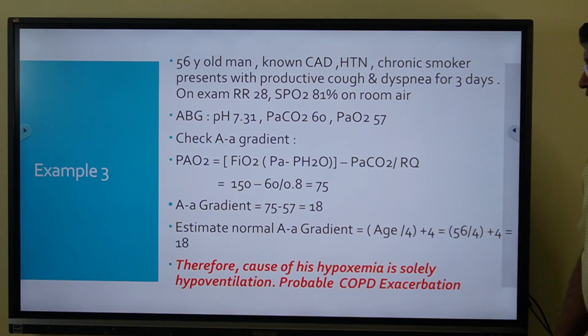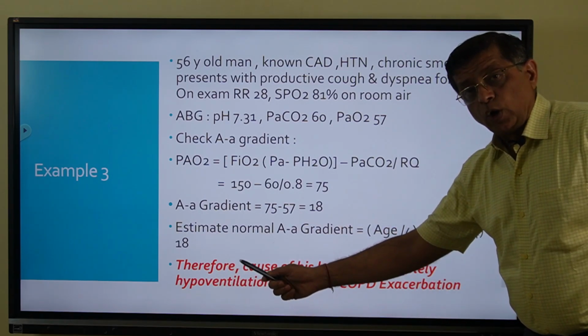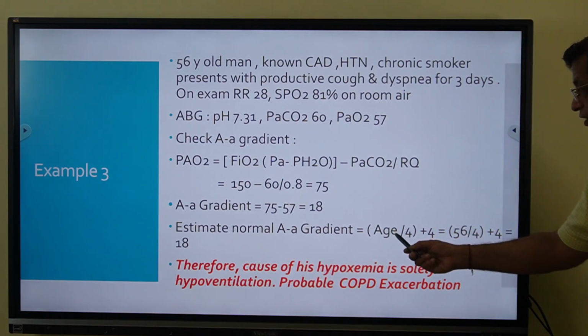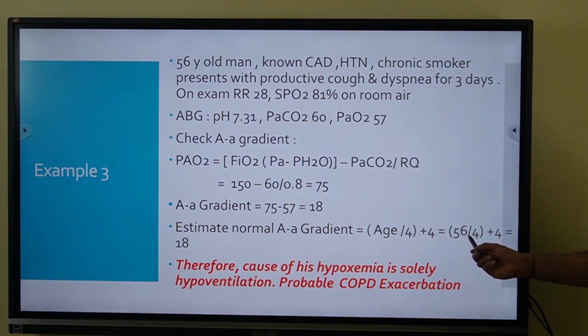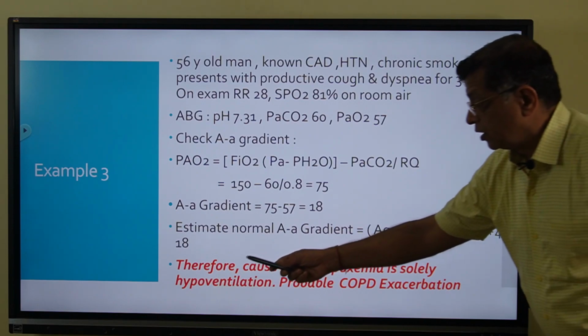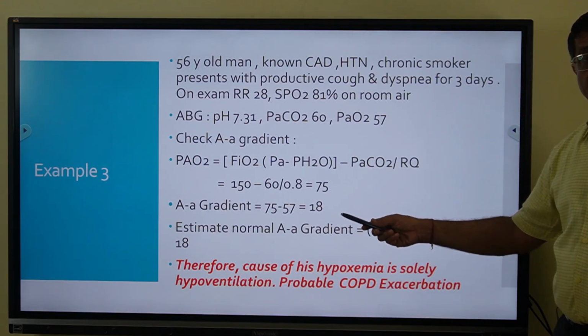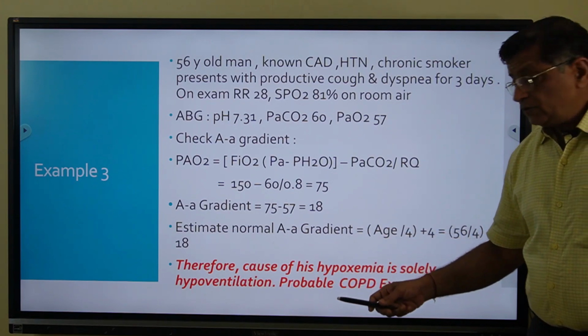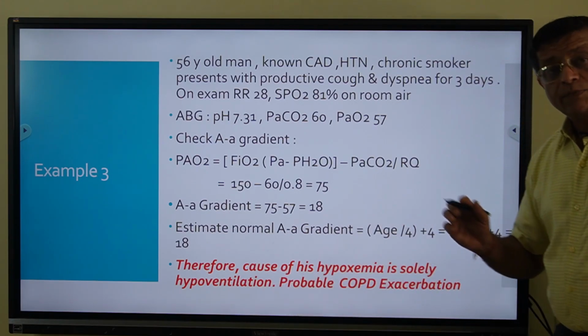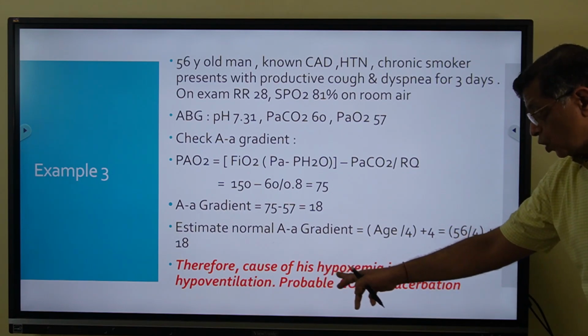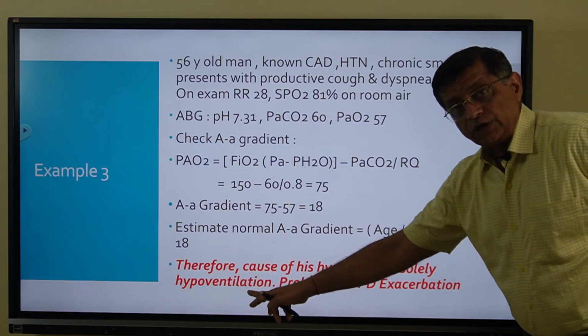And let's calculate his expected normal AA gradient. That is age divided by 4 plus 4. So 56 divided by 4 plus 4, that comes to 18. So his expected AA gradient and the actual AA gradient are the same. That means this patient has hypoventilation, the lungs are normal. Therefore, the cause of his hypoxemia is solely hypoventilation.